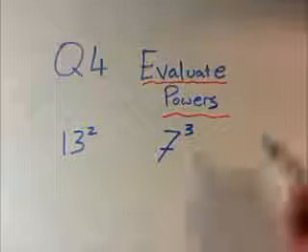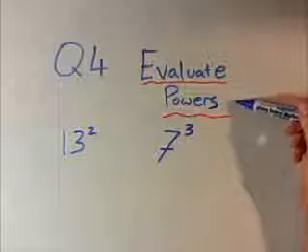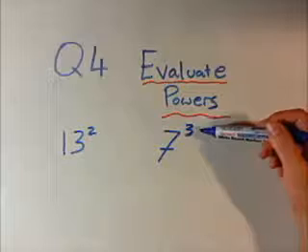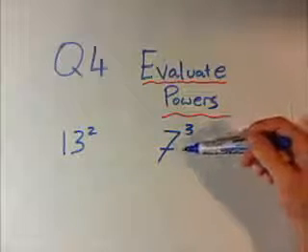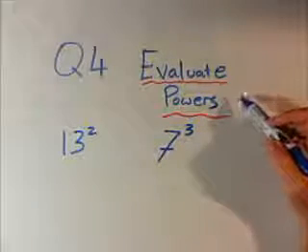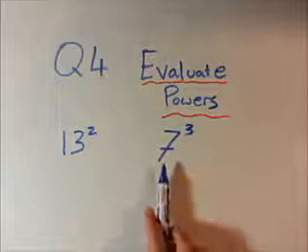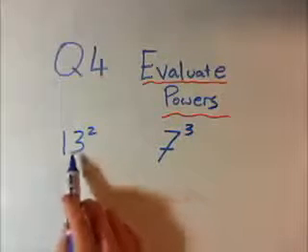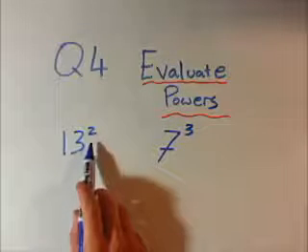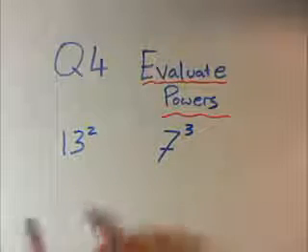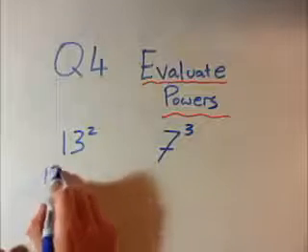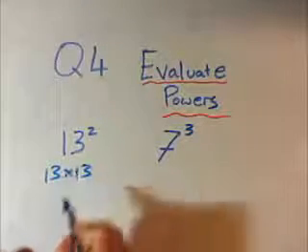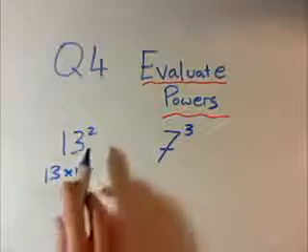Now let's talk about what this word powers means. Powers is this little number which is slightly higher and to the right of the big number. What powers means is how many times the big number is times by itself. So using an example, 13, which is the big number, to the power of 2, or we like to call that 13 squared, is the same as writing 13 times 13. So 13 is written 2 times.